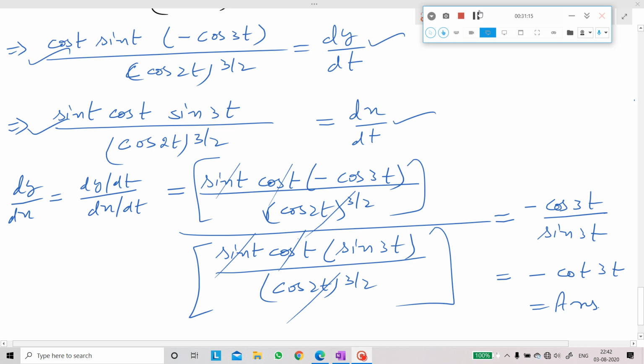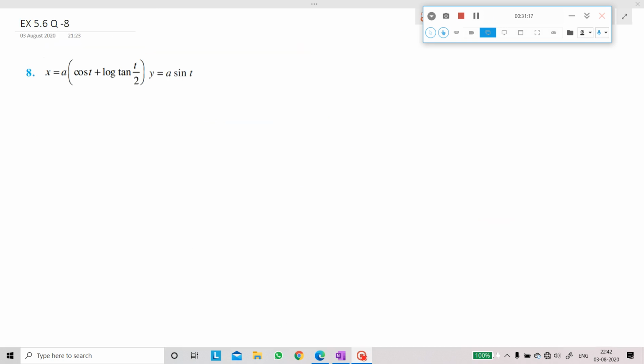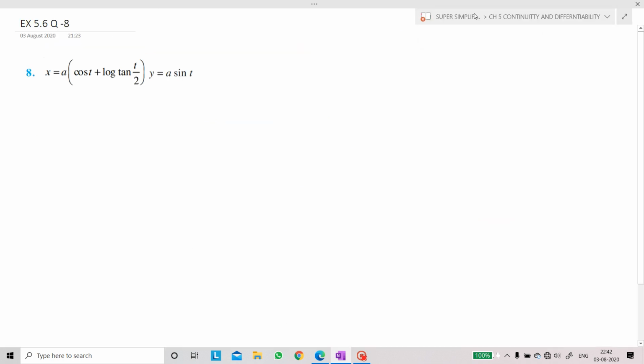Now we move to question number 8. Here the expression for x is a times cos t plus log tan t by 2. So we can observe that t is the parameter and a is the constant. Differentiating both sides with respect to t, a is a constant, so we copy it.